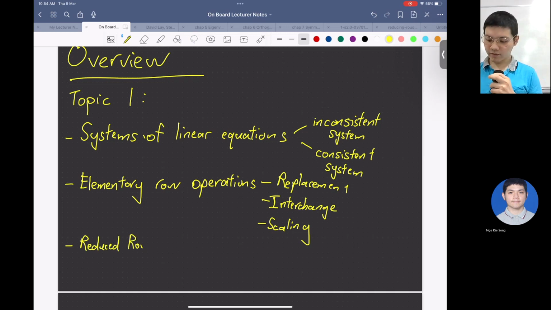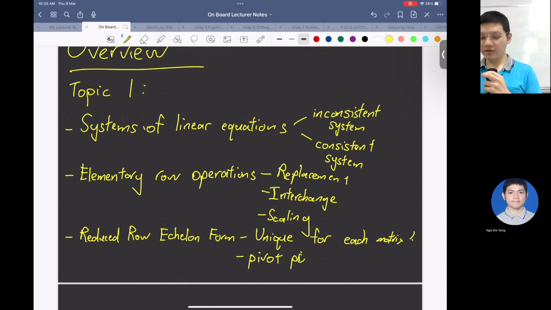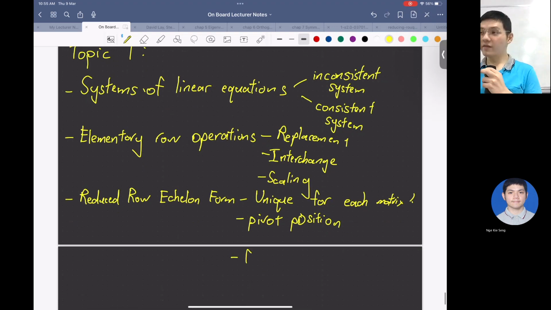Reduced row echelon form. Don't just copy. Please listen to what I say. Make sure what I say is correct first. The reduced row echelon form is unique for each matrix. Make sure everything I say makes sense first, and then you accept. Then second, you look at how many pivot positions there are, and then compare with the free variables.